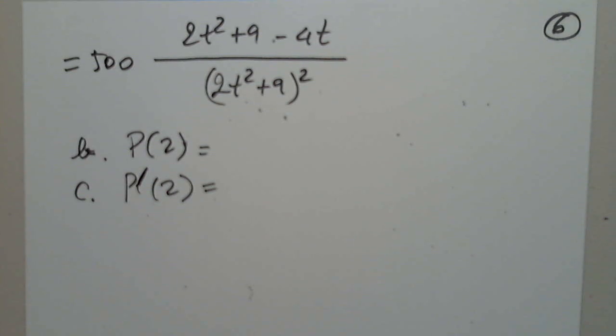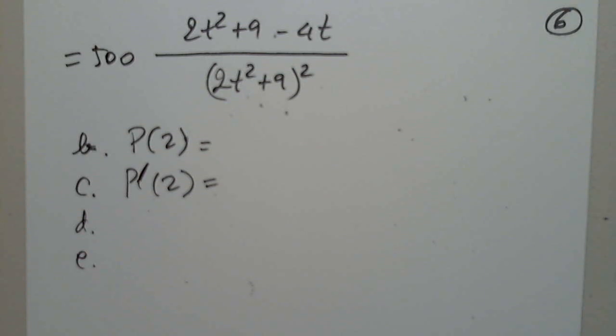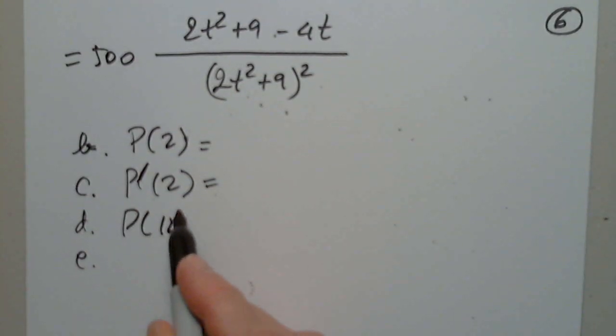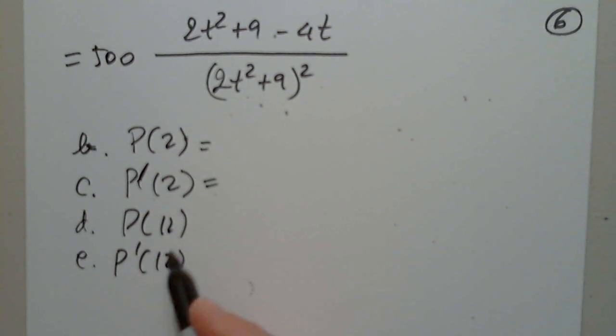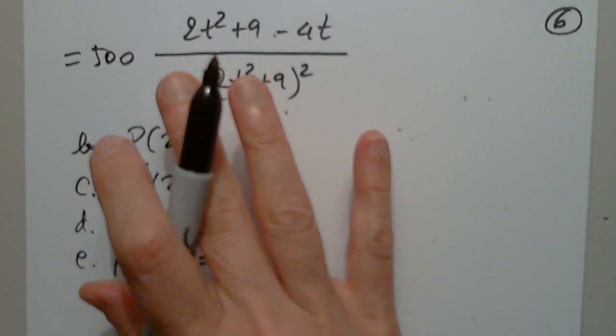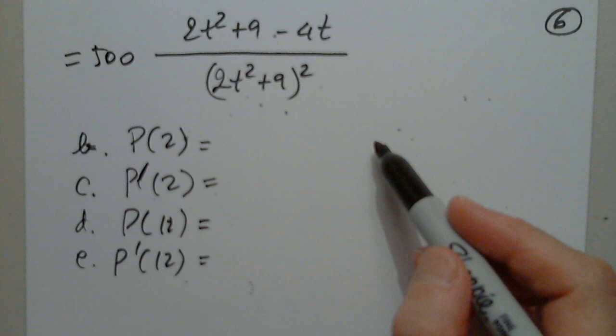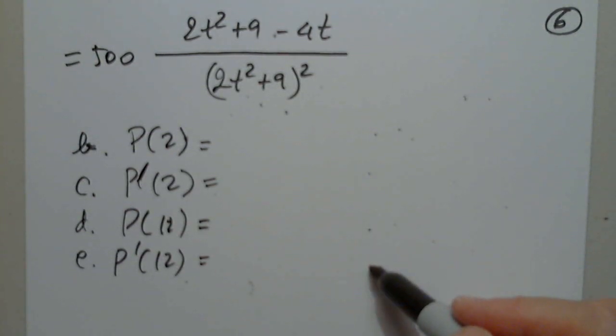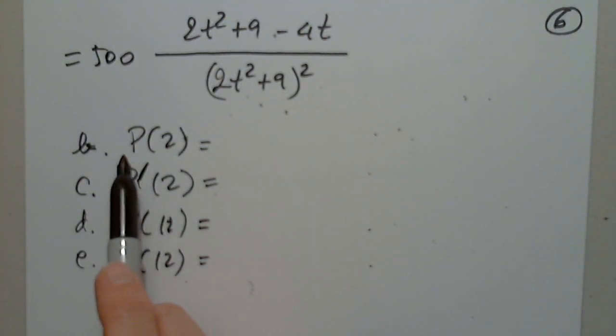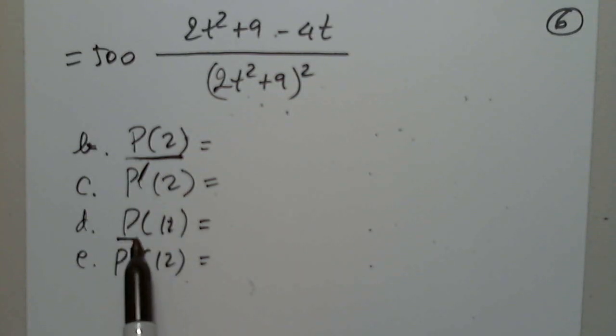Part D, find the population after 12 years, and then the growth rate at 12 years. So what am I asked to determine in D and E? P of 12 and then P prime of 12. Excellent. That's it. Now, before we get these numbers, that's the easiest thing, I would like the measurement unit for these. What is the measurement unit for P of 2 and for P of 12?